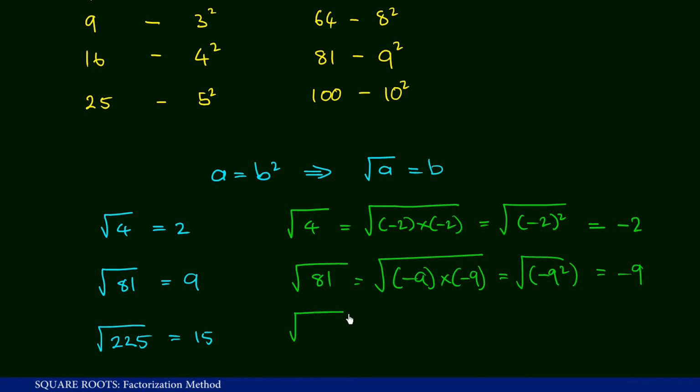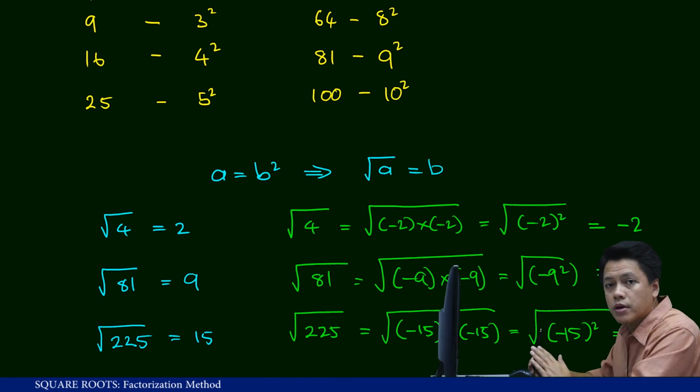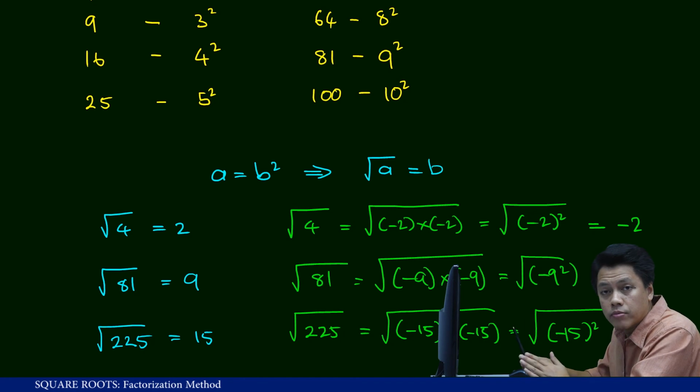And then the square root of 225 is equal to the square root of minus 15 times minus 15, or the square root of minus 15 squared. That would make the square root of 225 equal to minus 15. So from this exercise, we know that a square root of a number, whether it is a perfect square or any number at all, could have a positive and a negative value.